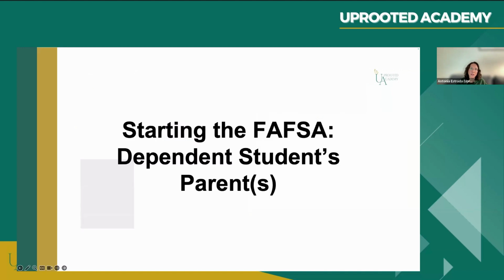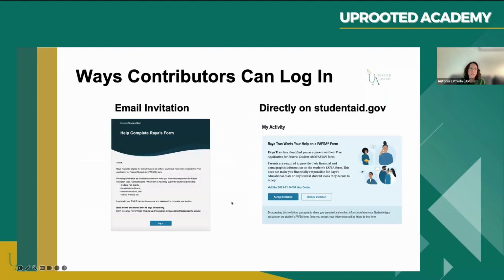So now we're going to look at starting the FAFSA from the viewpoint of the parent or parents of a dependent student. Again, looking only at a limited number of questions. So on the left, you can see the email invitation that a parent will see once the student has invited them. So parents will want to check their email to find the invitation. The email is going to have the parent's name. It will let them know that their student can't be eligible for federal student aid without their input.